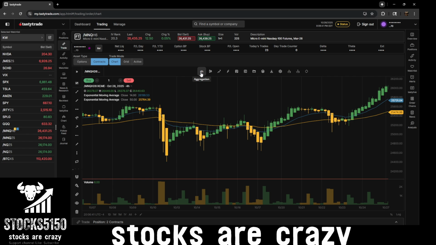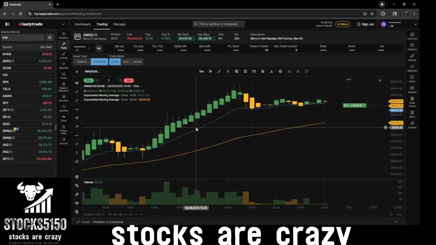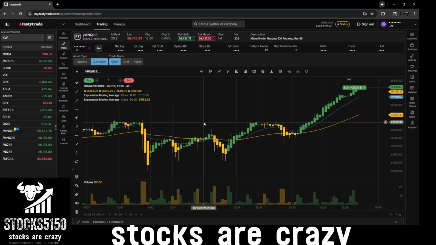If I take this and put it on the 15-minute, you get a little bit more action, a little bit more interaction. But I wanted it on the 4 hour so I can show you what not to do. Once it's below the blue and the gold, you don't do anything. You hold. If it's below your moving averages, you hold.